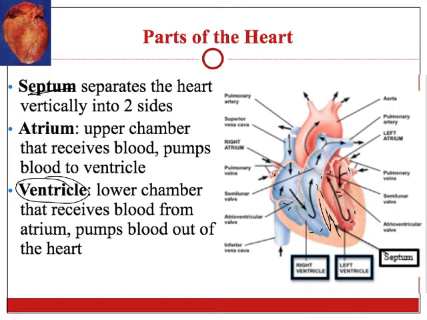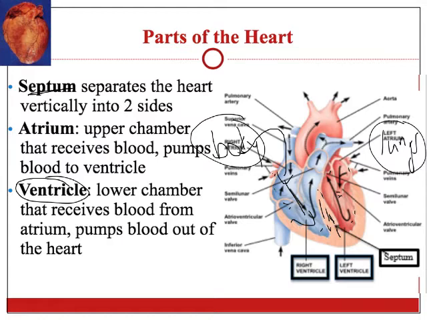Basically, the way these chambers work is the atria receive blood from somewhere. So, maybe here's the rest of my body, and the body dumps blood into the atria. And then the atria gives the blood to the ventricle. And on the other side, this atria receives blood from the lungs, and then that atria dumps blood to the ventricle. So the atria receive blood from other parts of the body, and then they pump the blood to the ventricles. That's the way that works.